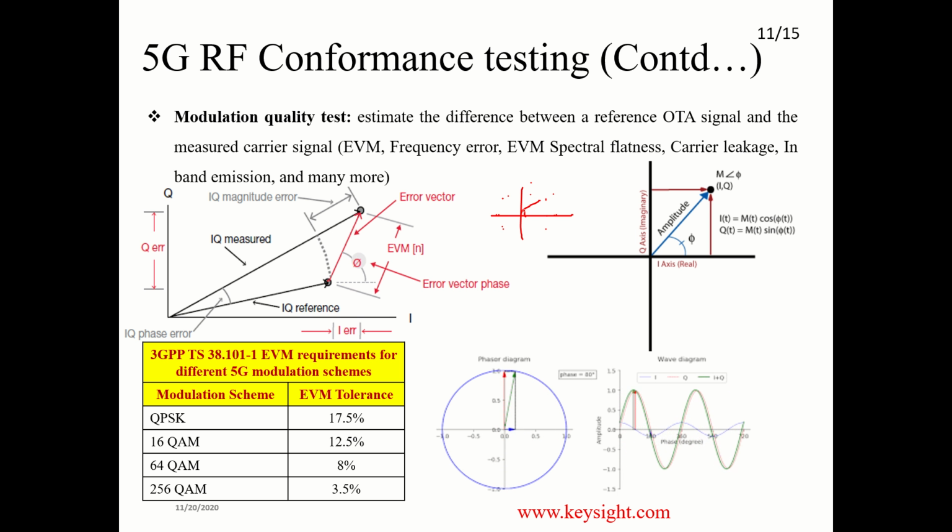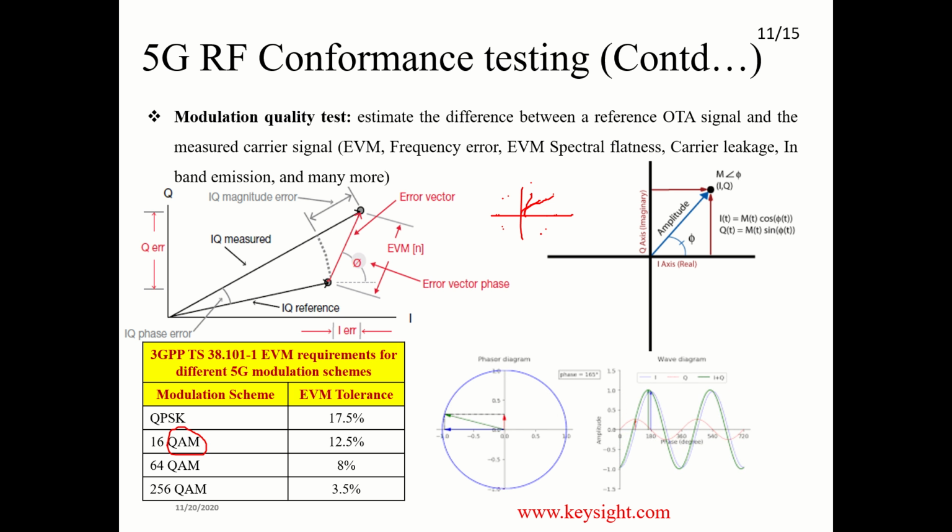For example, in this point, this angle is different, that angle is different, and magnitude is different. QAM is quadrature amplitude modulation. In this modulation scheme we have both amplitude and phase variation available, but in QPSK only phase variation is available.